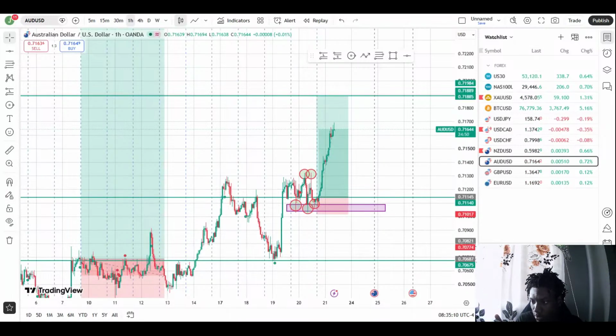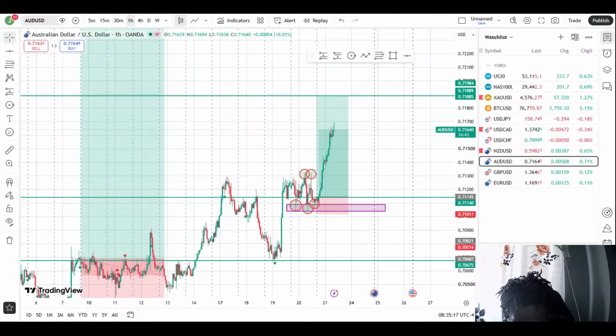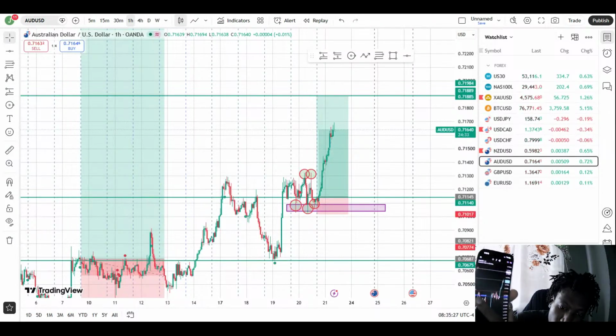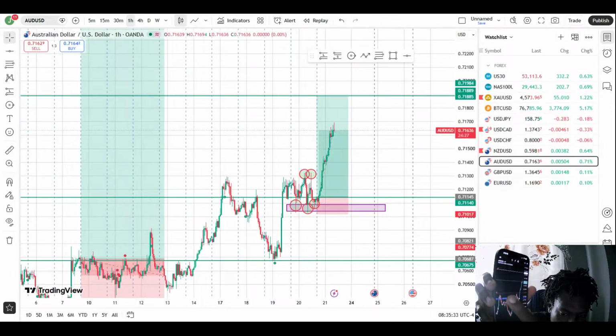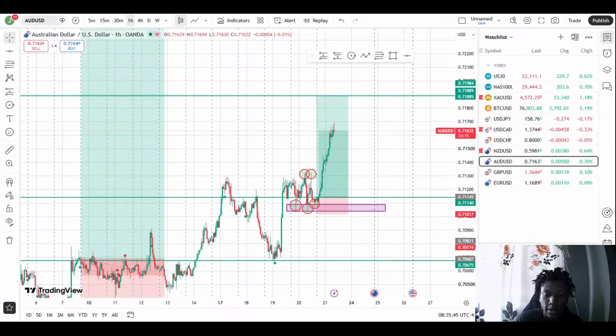Currently I'm in profit with it, and I did move my stop loss. Even though it shows my stop loss is at 0.71017, I did move my stop loss into profit at 0.71319. You can see the little red line on my phone screen. The red line is the stop loss, and that's why I moved it. The blue is where I bought, and since it's in profit, I just moved my stop loss with it.